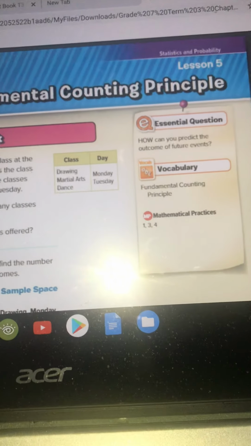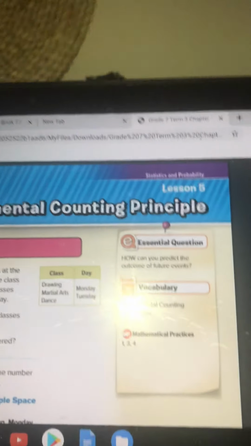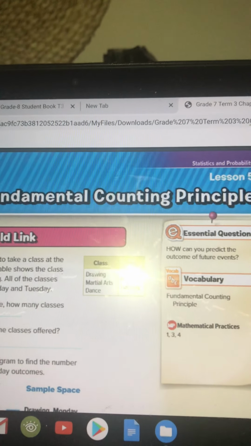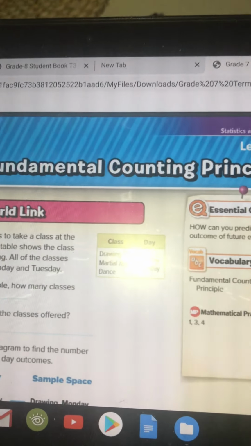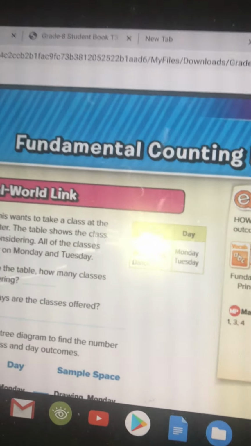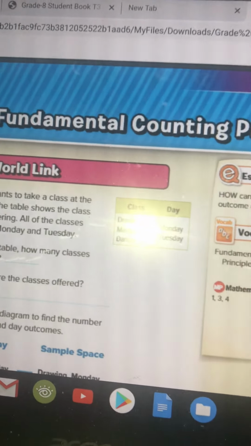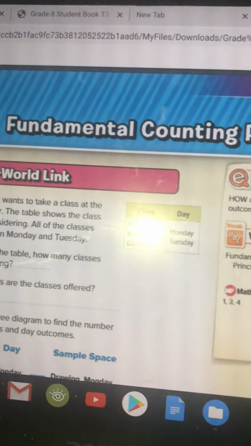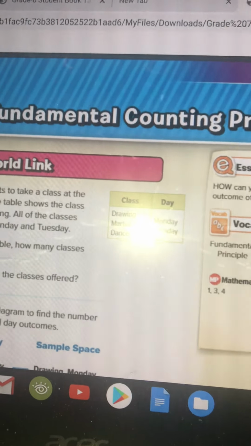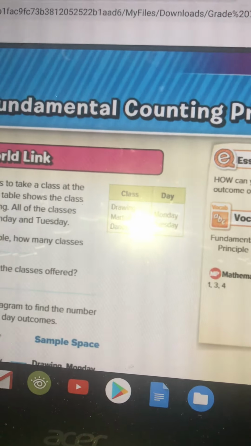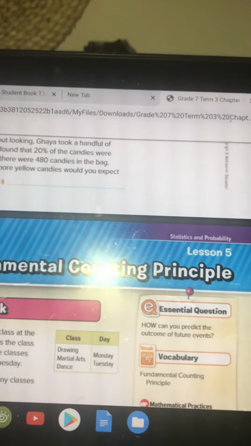Okay, class. Grade 7. We're on lesson 5 now. Fundamental counting principle. Like I told you, every lesson is connected to the first lesson. So it is important for you to understand lesson 1, lesson 2, lesson 3, lesson 4, and now lesson 5. You need lessons 1, 2, 3, 4, and 5 to do this. Okay? Now, in this lesson, you will need this table.